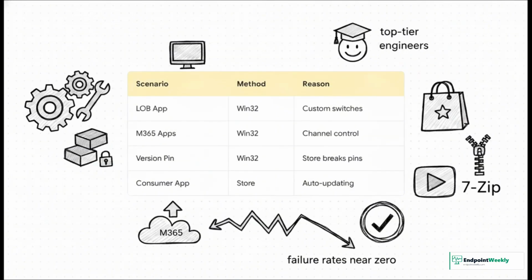So, what's the real-world consensus among top-tier endpoint architects? It's highly practical. They mandate Win32 for legacy line-of-business apps, anytime you need strict version pinning, or for Microsoft 365 apps that require Office Deployment Tool channel control. Conversely, they utilize store apps for standard consumer tools like VLC or 7-Zip. Embracing this hybrid approach is how you drop your failure rates to near zero.